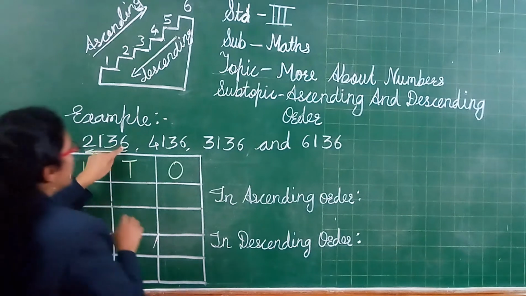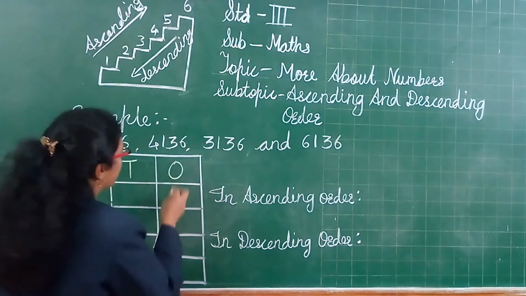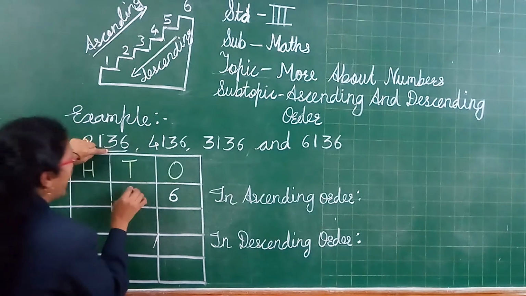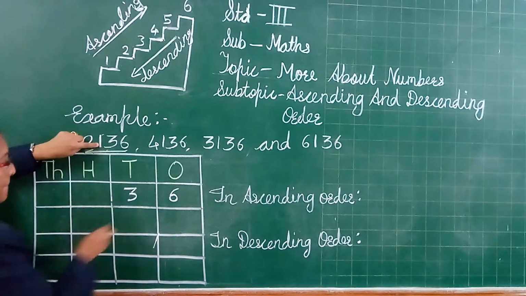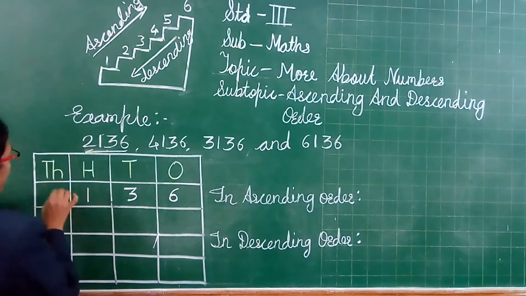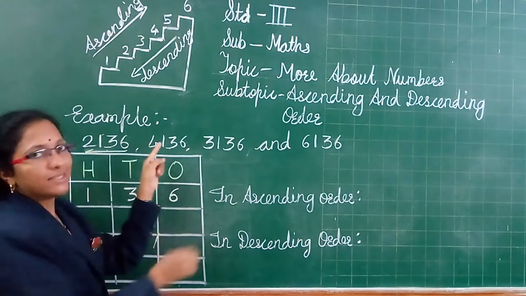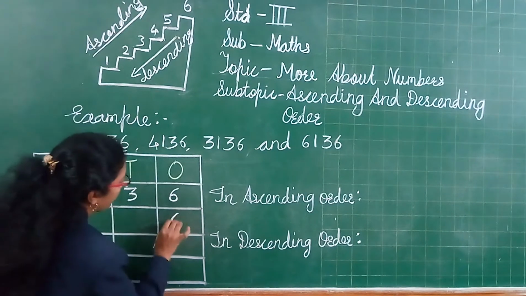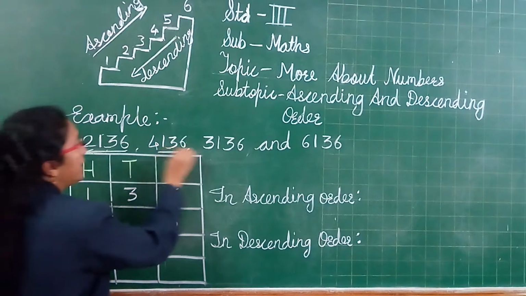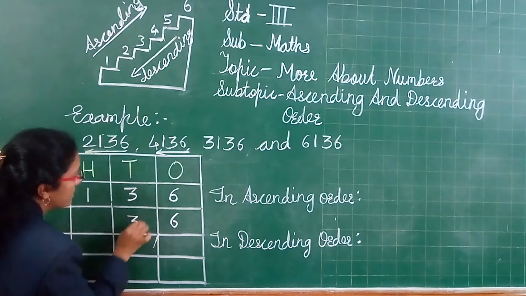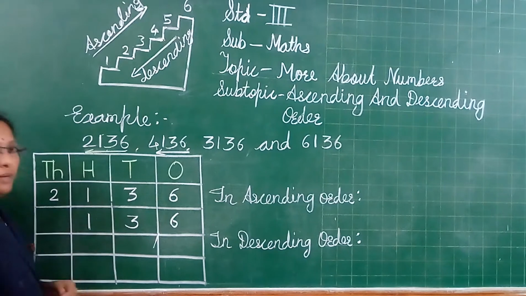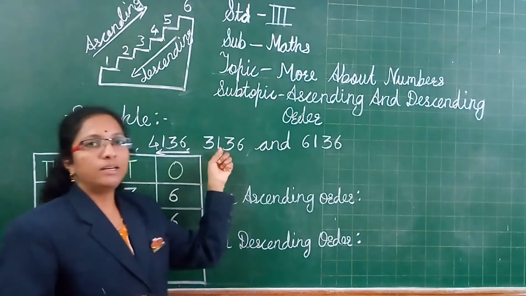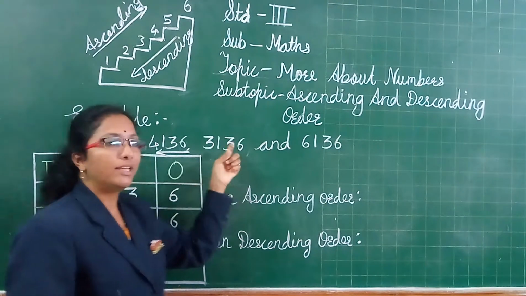Okay. 6 is in 1's place. So we write 6 in 1's place. Then 3 is in 10's place. So we write here 3. Then 1 is in 100's place, 2 is in 1000's place. Now we take the second number, that is 4136. See here, the 6 is in 1's place, 3 is in 10's place, 1 is in 100's place and 4 is in 1000's place. Okay. After that the next number, 3136.